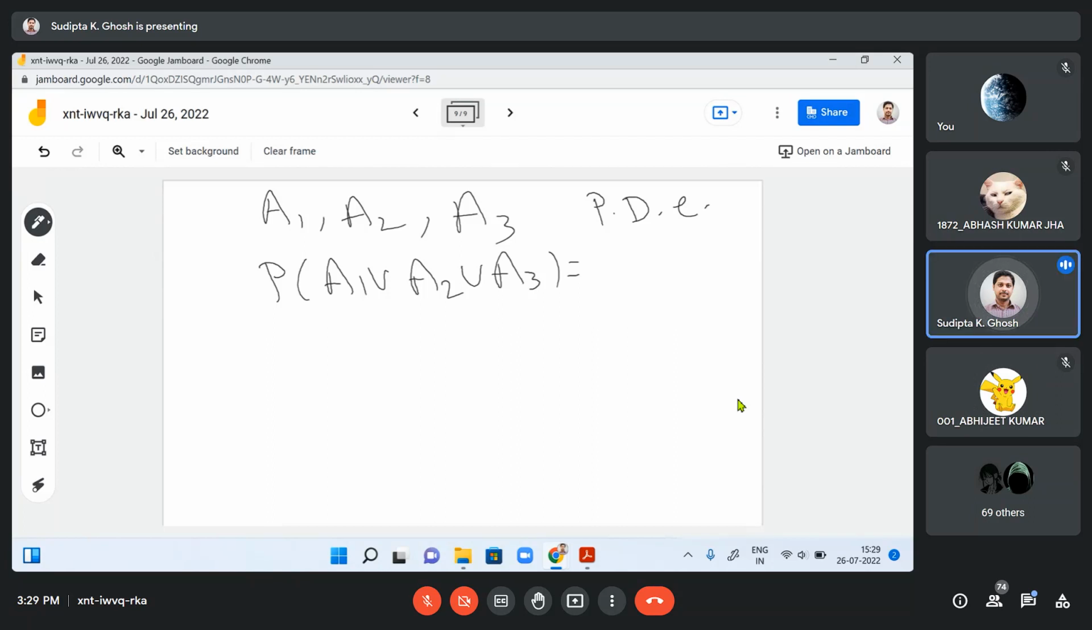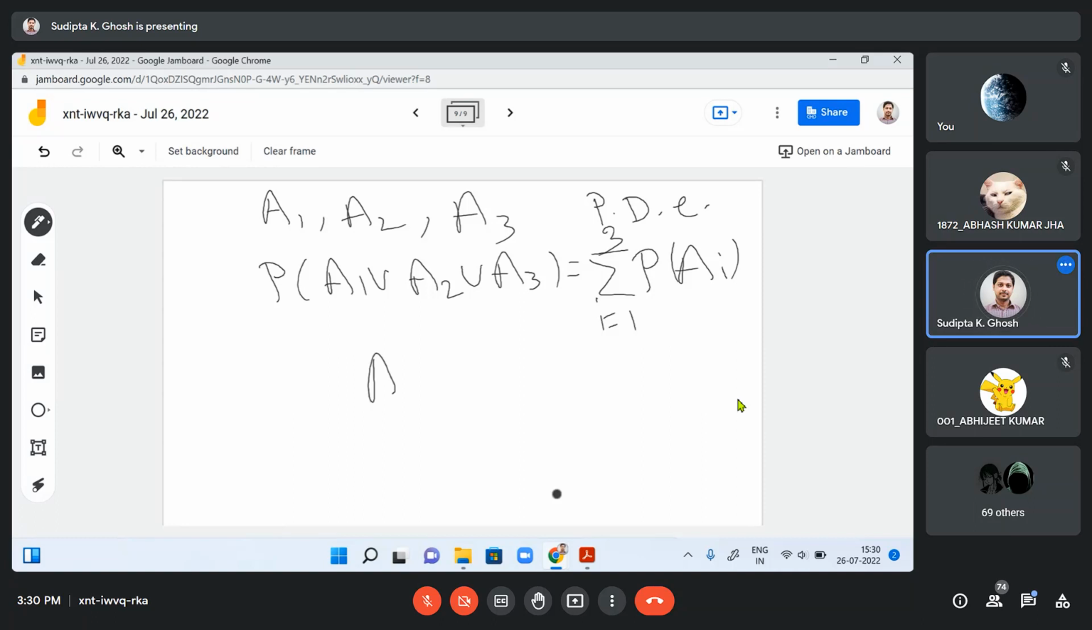What is the value of the probability of A1 union A2 union A3? Anyone? It is the summation of the probabilities of Ai. Am I correct? Because A1, A2, A3 are pairwise disjoint events, I can write the probability of A1 union A2 union A3 is equal to the probability of A1 plus the probability of A2 plus the probability of A3.